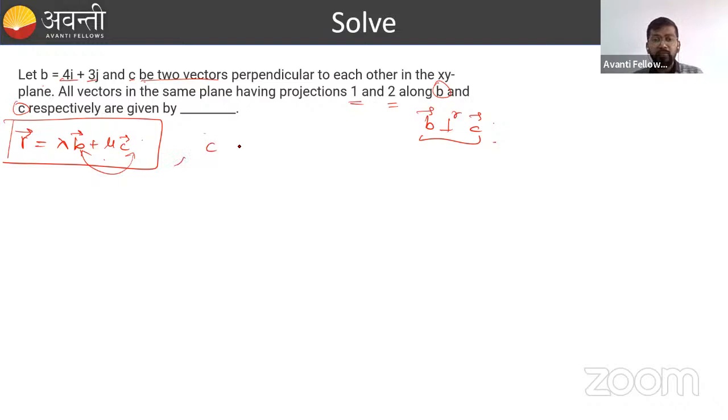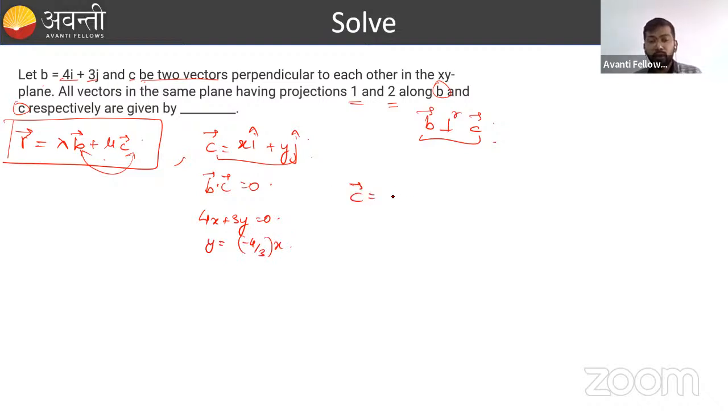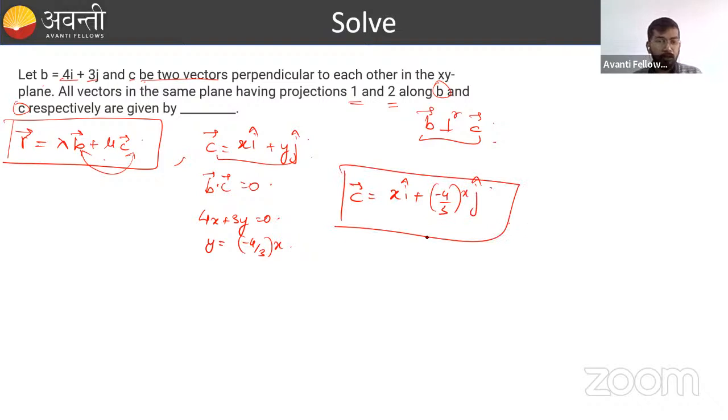Let's assume c bar as x i cap plus y j cap. We don't know what c bar is. Now, I know that b bar and c bar are perpendicular, which means b bar dot c bar will be 0. Doing the dot product, I get 4x plus 3y is 0. So y is minus 4 upon 3 times x. Substituting here, I get c bar equals x i cap plus minus 4 by 3 times x j cap. So I found c bar in terms of a single variable.